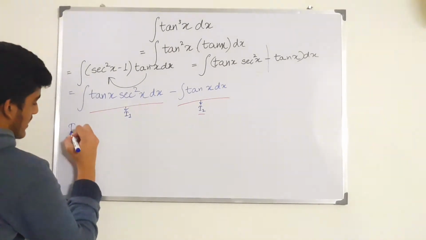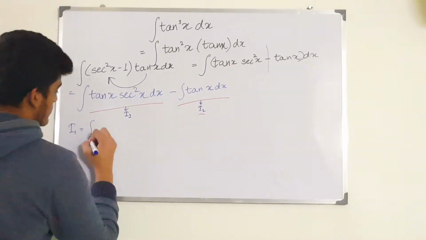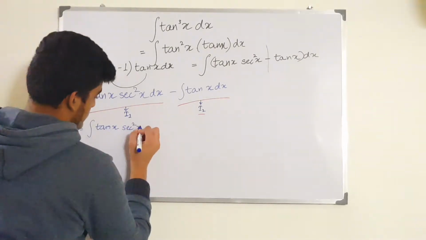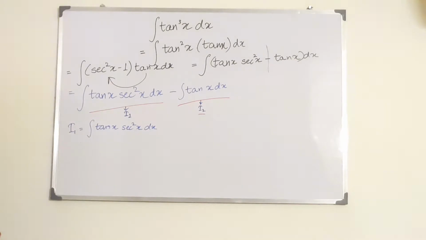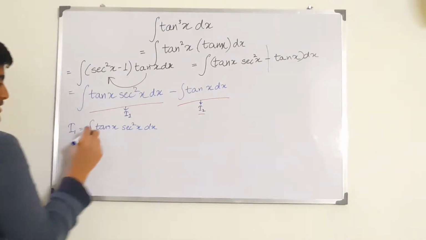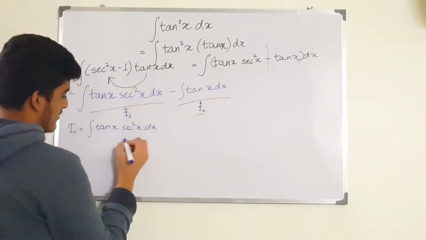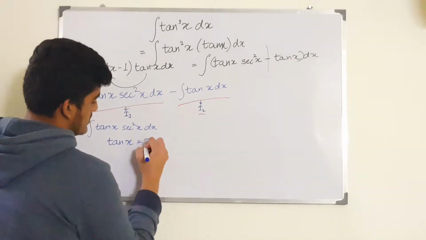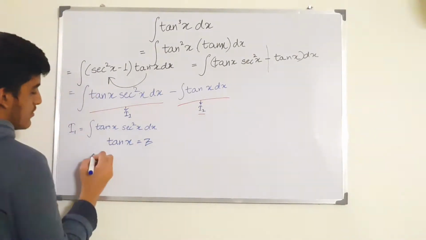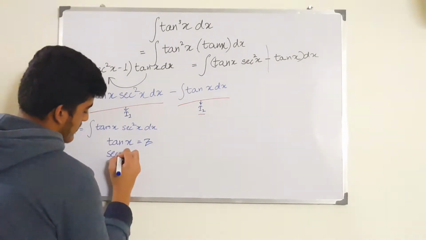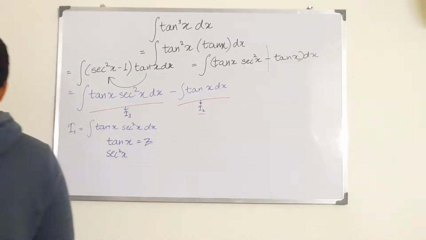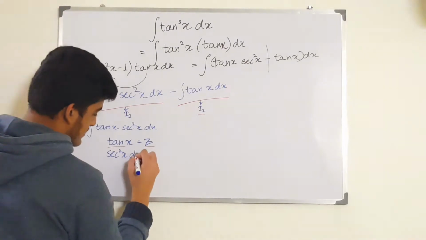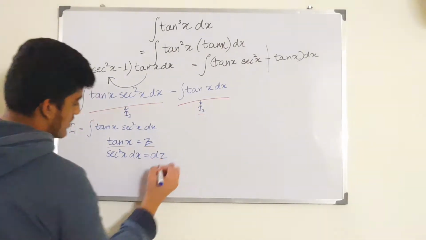So we can write I1 is equal to the integral of tan x sec square x dx. We substitute tan x. We can take it as any variable again, say z this time. Z. So when we differentiate both the sides over here, tan x and z, we have sec square x dx is equal to dz.